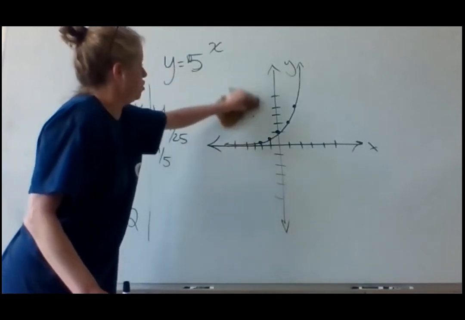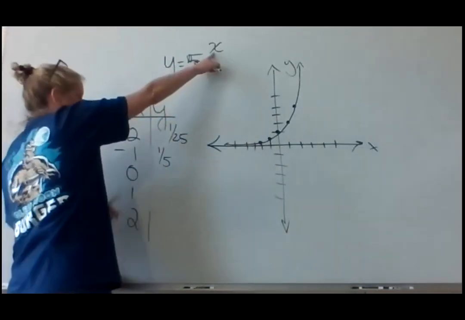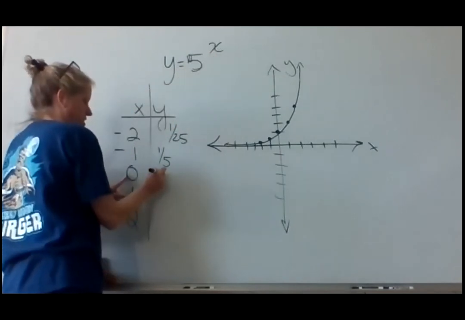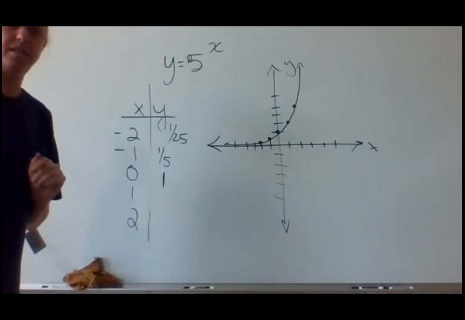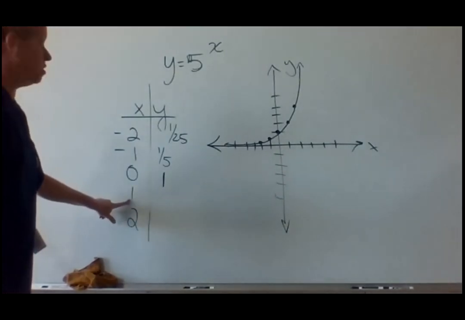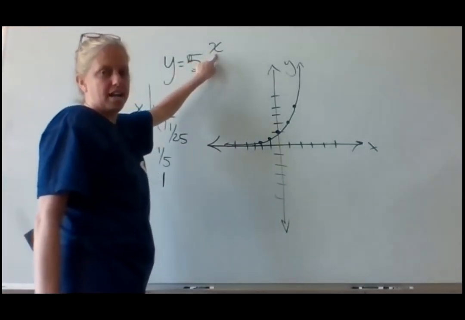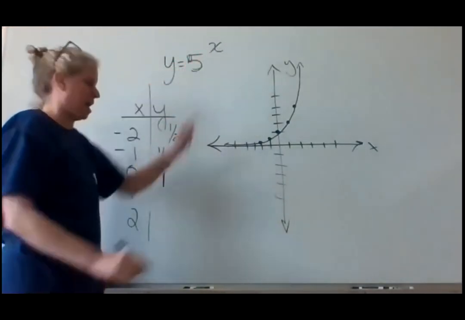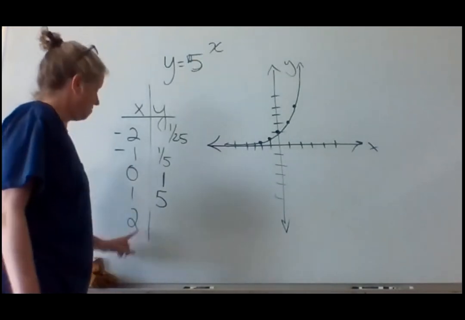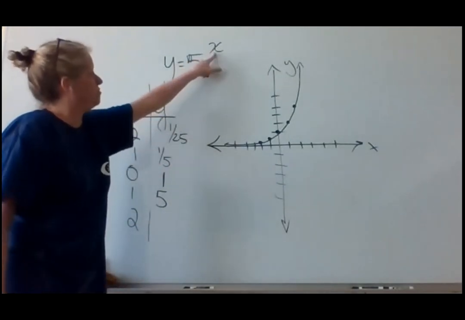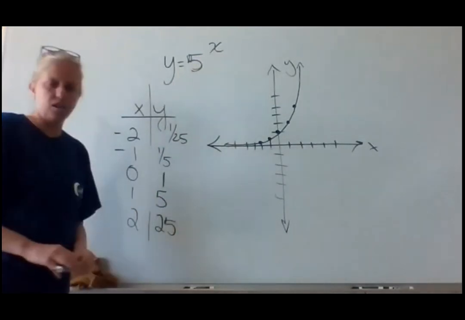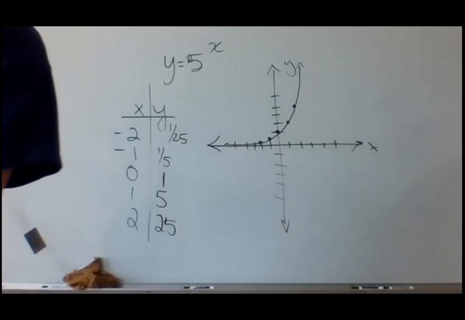What are you going to get if you replace the x in the exponent with 0? What's 5 to the 0 power? Remember, we talked about this. Anything to the 0 power is 1. If I replace my x with 1, what's 5 to the first power? 5. If I replace my x with 2, what is 5 to the second power? 25. Now, let's see what this does to the graph.